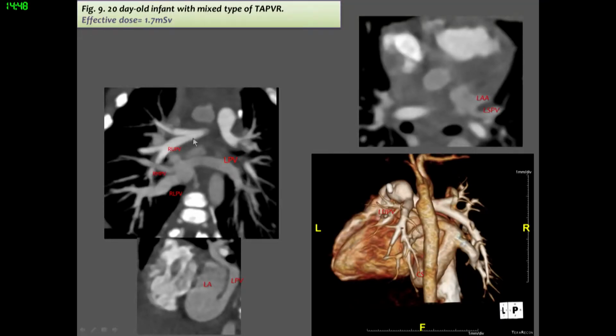APVR from the right pulmonary vein and left inferior pulmonary vein was rerouted into the left atrium via coronary sinus unroofing. APVR from the left superior pulmonary vein was anastomosed to the LA appendage.